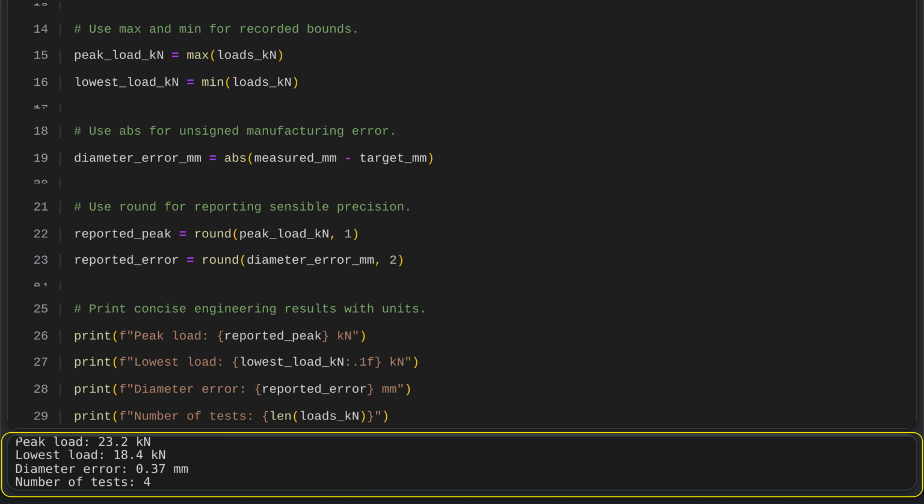This script uses built-in Python functions to summarize engineering measurements. It finds the highest and lowest beam loads, rounds the peak load for readability, and calculates the rounded absolute error between a measured diameter and its target value. The output reports these results with units, along with the number of load measurements, making the results clear and easy to interpret.